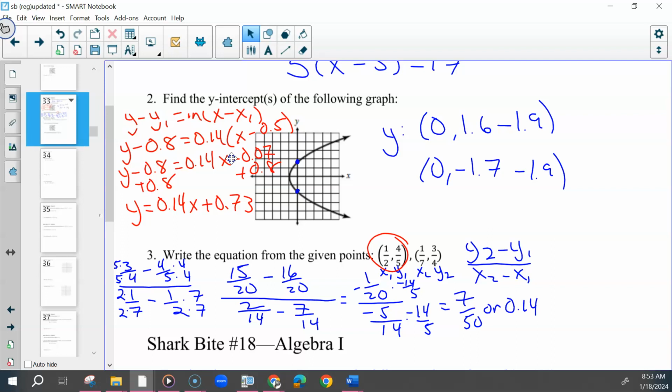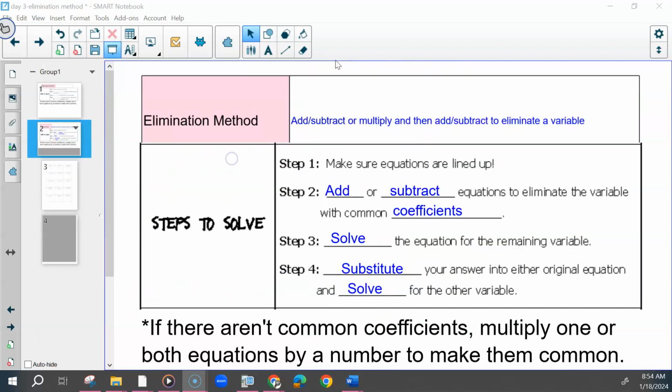Once you have finished, we are going to start our elimination notes. Write this down.